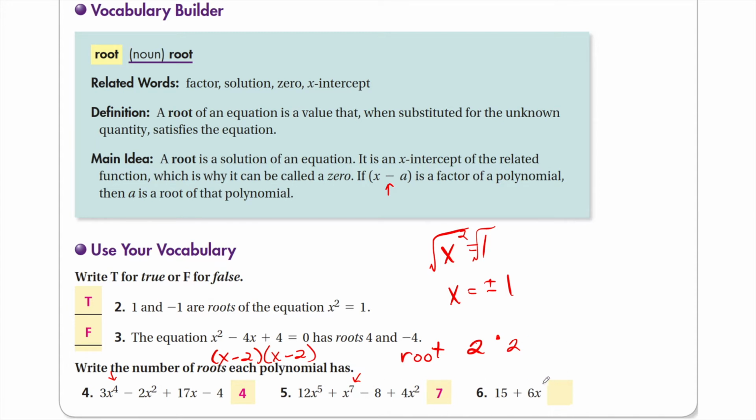And the final one is the x to the first power, because x by itself is that, and therefore it's going to be only 1 root.